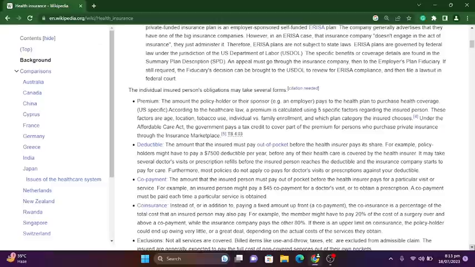Copayment: the amount that the insured person must pay out of pocket before the health insurer pays for a particular visit or service. For example, an insured person might pay a $45 copayment for a doctor's visit or to obtain a prescription. A copayment must be paid each time a particular service is obtained.